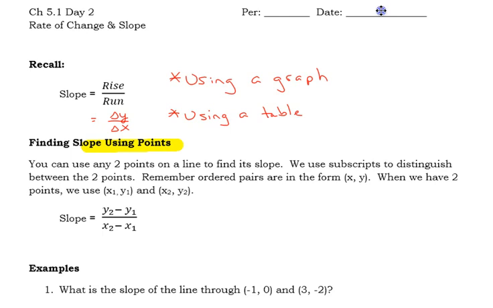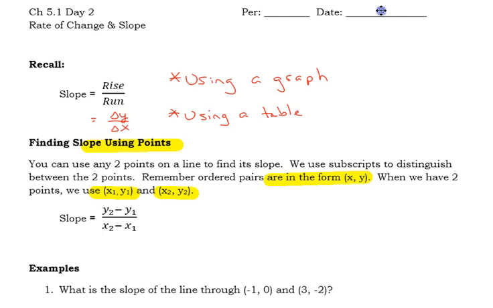Now we can use any 2 points on a line to find its slope, but when we're using 2 different points, we have to make sure that we label them appropriately. Remember that ordered pairs are in the form x comma y, but when we have 2 different points, we need to distinguish between the 2 x's and the 2 y's. So we use x1, y1 for the first ordered pair and x2, y2 for the second ordered pair.